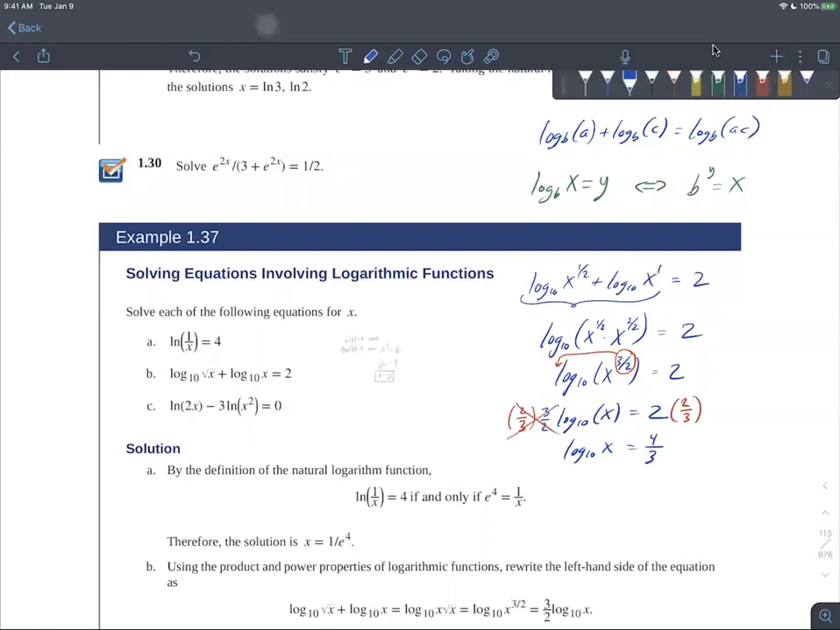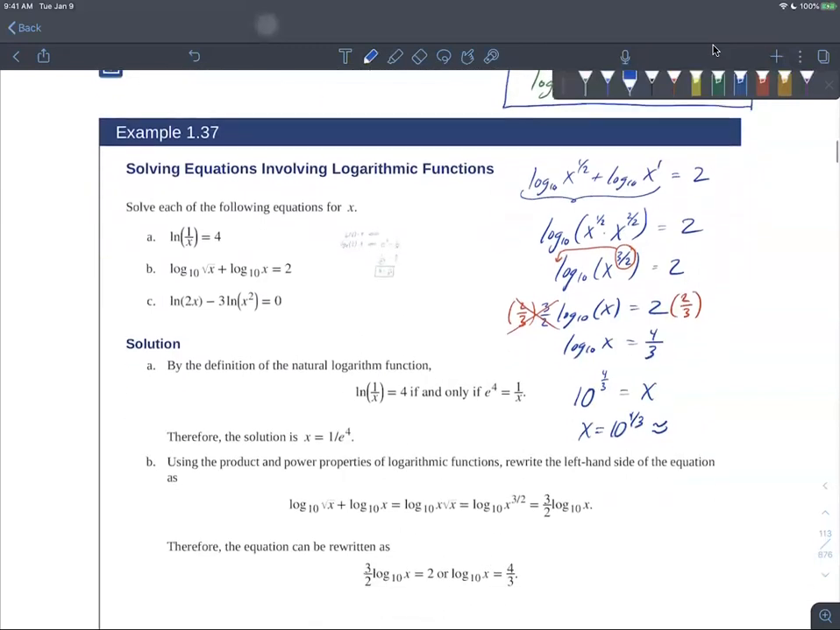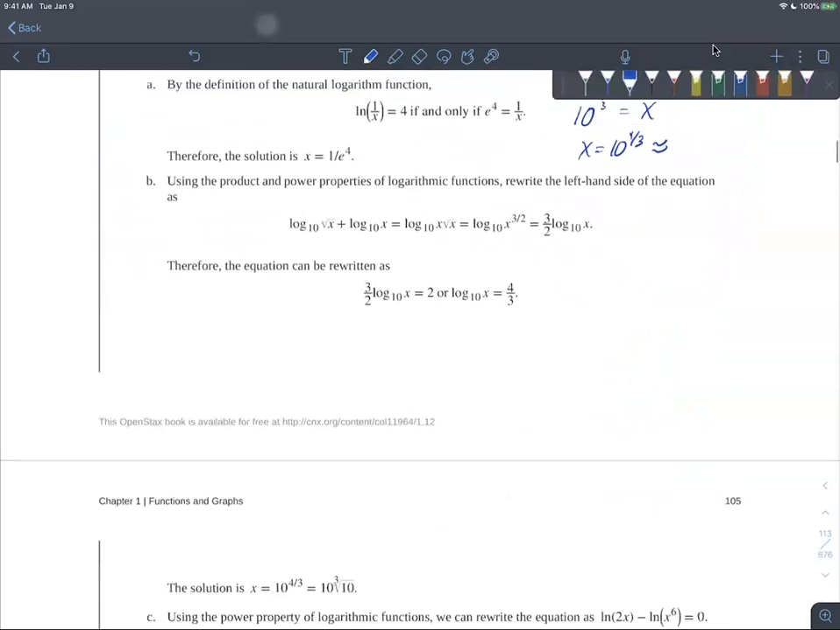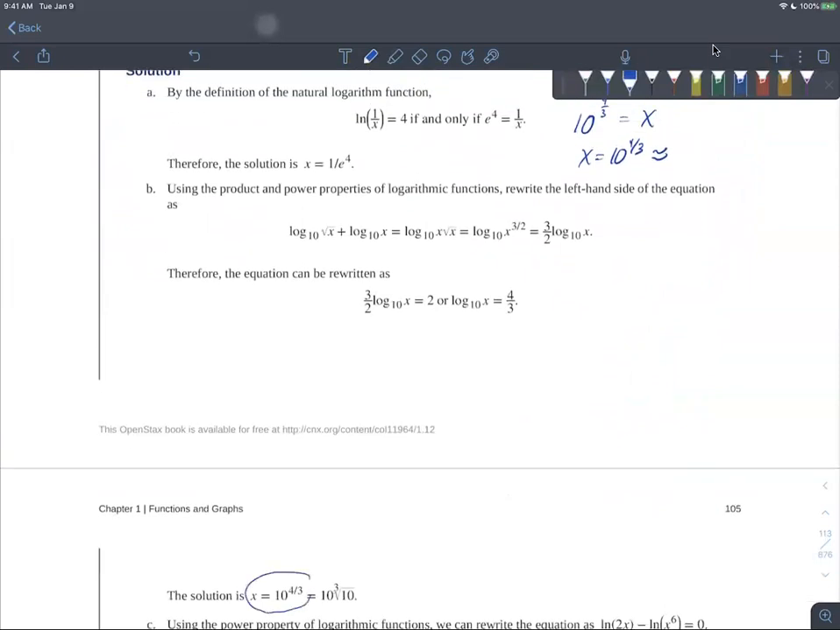And then what? We can actually use this same equivalent statement again to rewrite this in exponential form. So let's go ahead and do that. This is going to be the base of the logarithm raised to whatever's on the other side, 4/3, equals the argument of the logarithm. So x is equal to 10 raised to the 4/3 is our answer. I don't know if they approximate that. I don't have my calculator, like I said. So the answer is 10 to the 4/3.